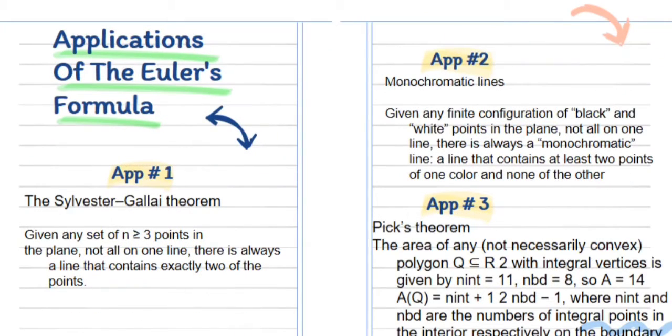So the first application of Euler's theorem is the Sylvester-Gallai theorem. The Sylvester-Gallai theorem is that given any set of n greater or equal to 3 pairs of antipodal points on the sphere, not all on one great circle, there is always a great circle that contains exactly 2 of the antipodal pairs.